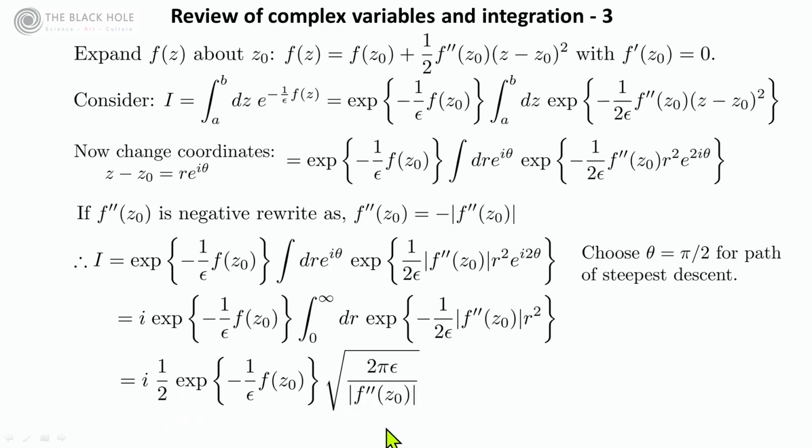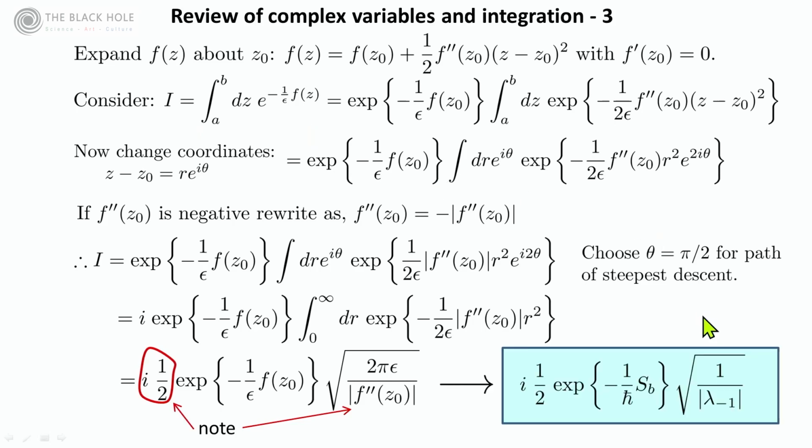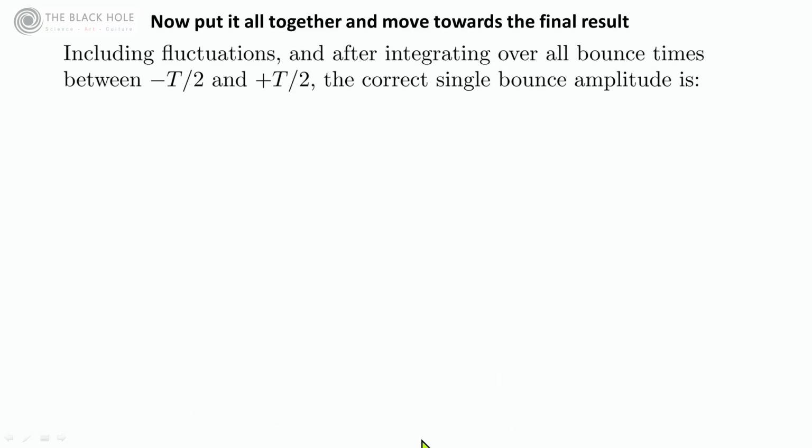And now, I took an integral like this, but the real integral is pretty clear: we're looking for the integral with the negative eigenvalue. And so this f of z0 is just the action for the bounce, and this f double prime is just lambda minus 1. Okay, and so we are pretty much done, and we're going to move towards the final result.